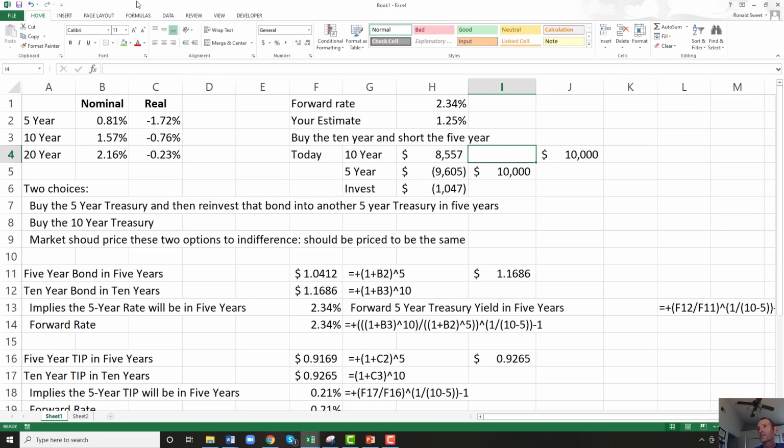So what is that 10-year bond going to be worth in 5 years from now? You know the 5-year bond is going to be worth $10,000. That's just the nature. But your 10-year bond in 5 years, it's going to depend. You know it's going to mature at $10,000, and the current yield is 1.234. Raise that to the 5th power.